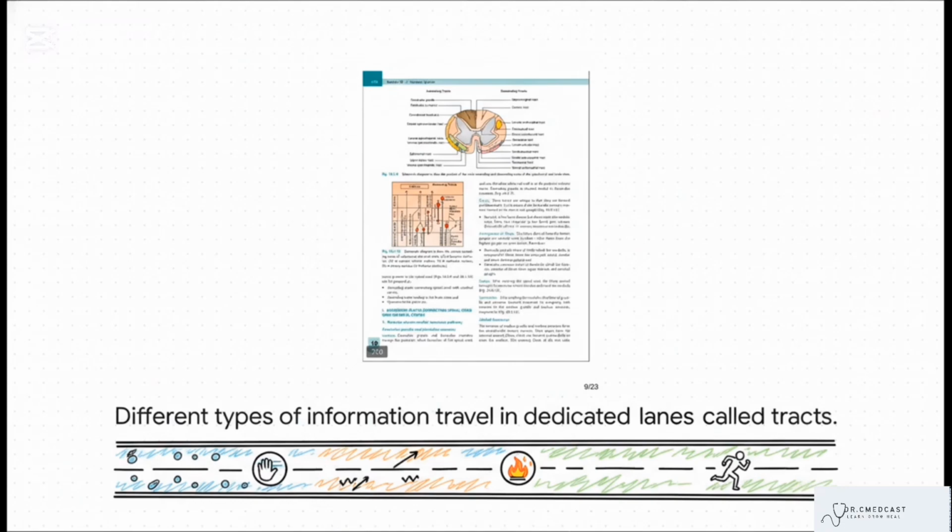And this superhighway is incredibly organized. It is not just a chaotic jumble of traffic. Specific kinds of information travel in their own dedicated lanes, and we call these lanes tracts. So as you can see here, there are specific lanes for touch, different lanes for pain, and separate lanes for telling your muscles what to do. This organization is absolutely key to making the whole system work.